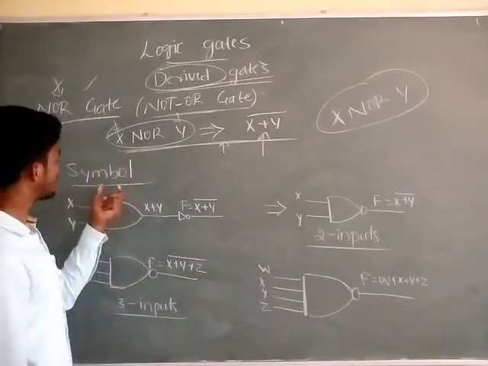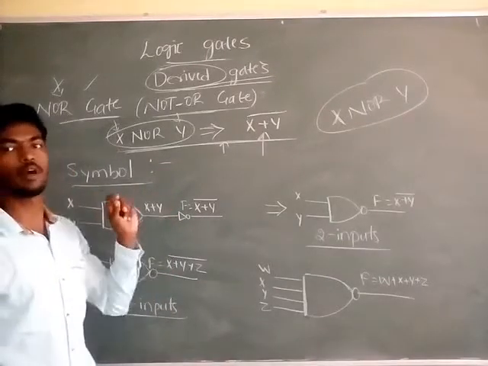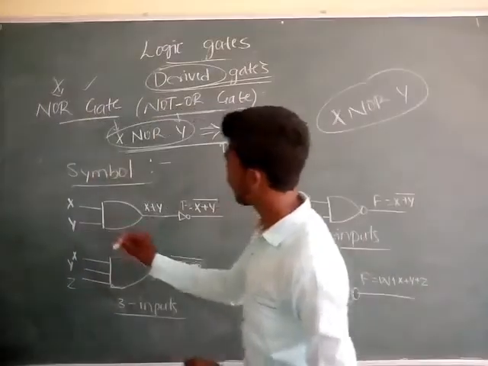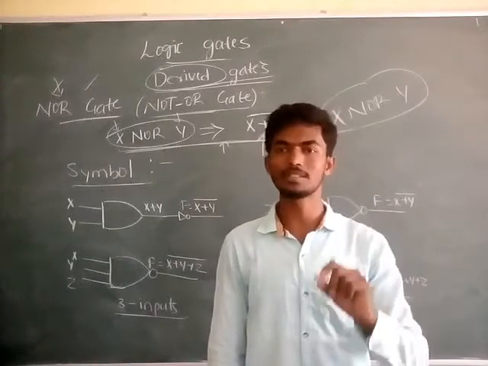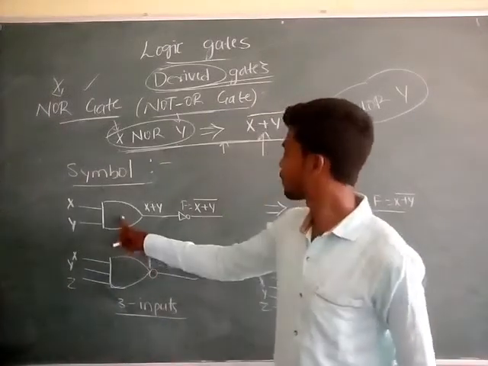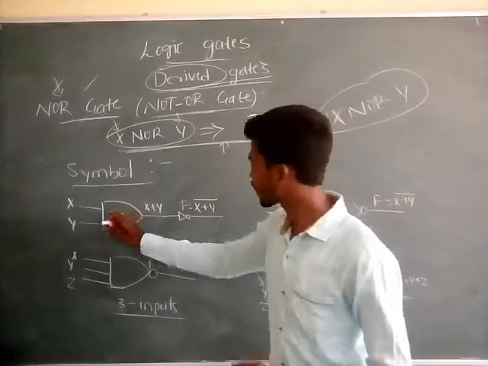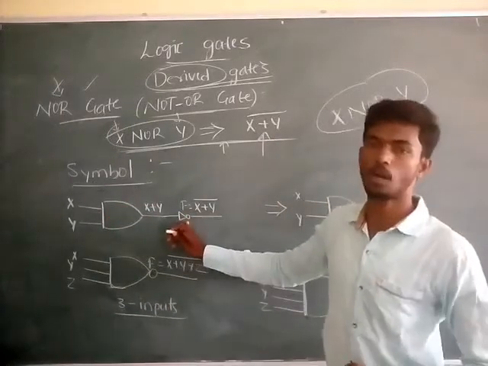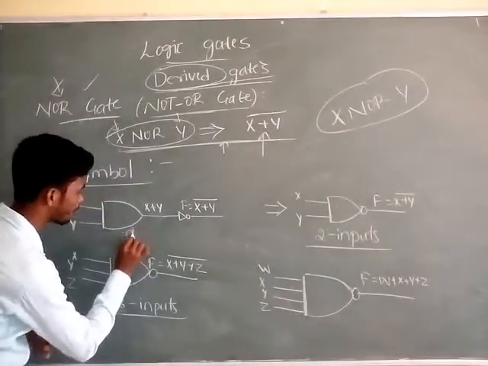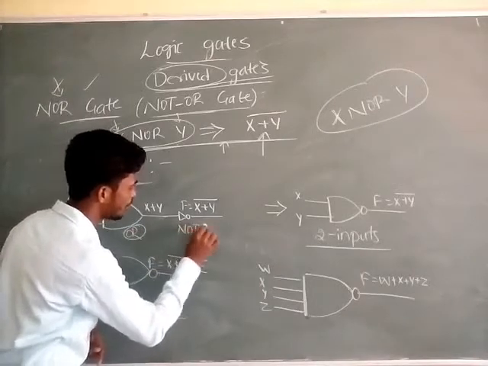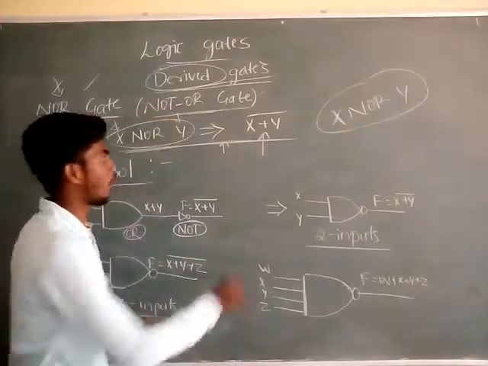After the truth table, let us see how to draw the standard symbol for the NOR gate. I have told you that it is the OR gate preceded by the NOT gate. An OR gate preceded by the NOT gate is called a NOR gate. You can see the OR gate here, and here is a NOT gate. OR gate preceded with the NOT gate is called a NOR gate.